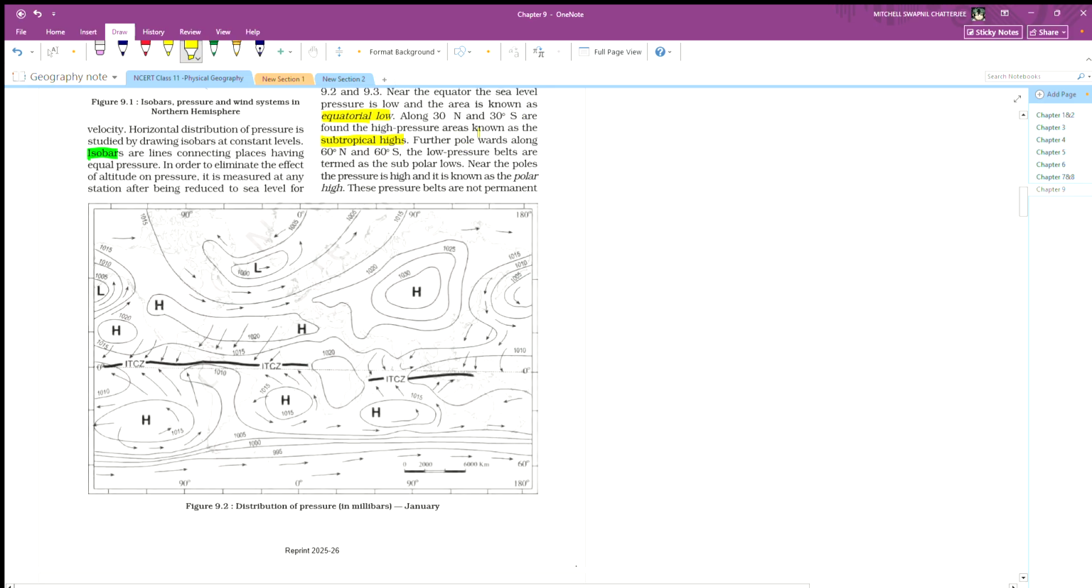At 30 degree the pressure is found to be high, the subtropical highs. Further poleward along 60 degree north and 60 degree south, the low pressure belts are termed as the subpolar lows. Near the poles, the pressure is high, and it is known as polar high. So near the poles, pressure is high.